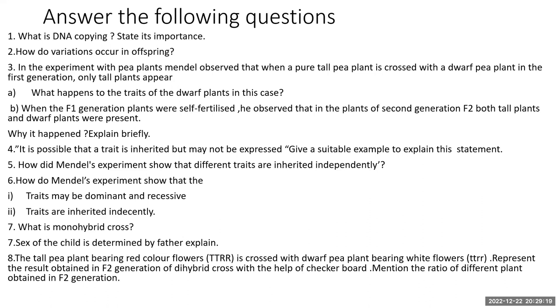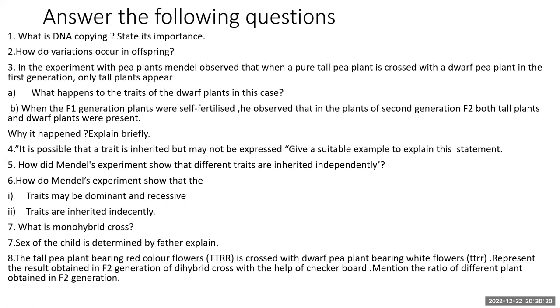How did Mendel's experiment show that different traits are inherited independently? Ma'am, at first he took yellow round seeds and wrinkled green seeds. But when he crossed them, he also got wrinkled yellow, like all kinds of combinations. Very good. So that is the second experiment, the dihybrid cross, isn't it? You're answering about the dihybrid cross.